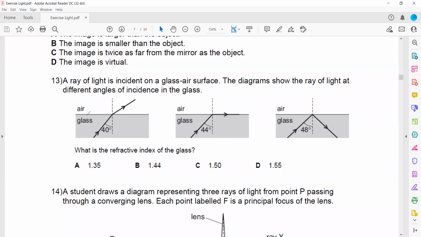Whenever light is moving from glass to air, the formula for refractive index is equal to sine r over sine i. We cannot use the first figure. We know the angle of incidence, but we don't know the angle of refraction. Here the angle of incidence is 44 and the angle of refraction is 90. So we can use this figure.